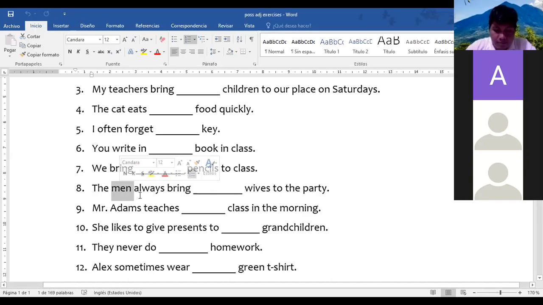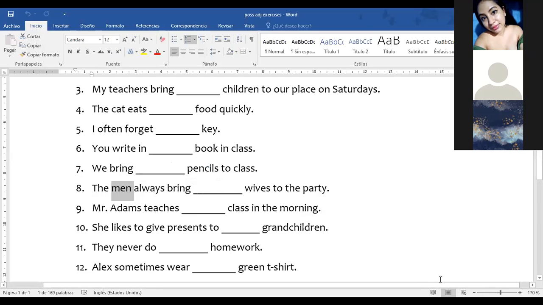So yes. The men always bring their wives to the party. Okay, excellent. Their wives to the party. Perfect. Okay. Number 9, Daphne. Mr. Adam teaches his class in the morning. Perfect. Okay. Teaches his class in the morning. Alex, number 10.